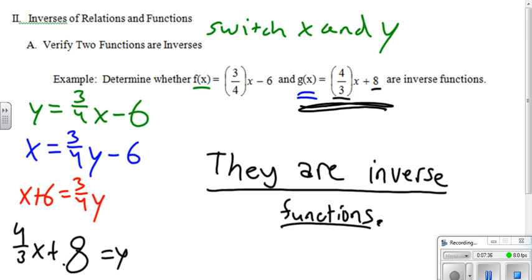Now again, if it turned out that maybe this was plus 18 and it didn't match up, then you would just say they are not inverse functions. But in this case, because they did turn out the same, we say beyond a shadow of a doubt, we know that they are inverse functions. And that's how inverse functions and inverse relations work.